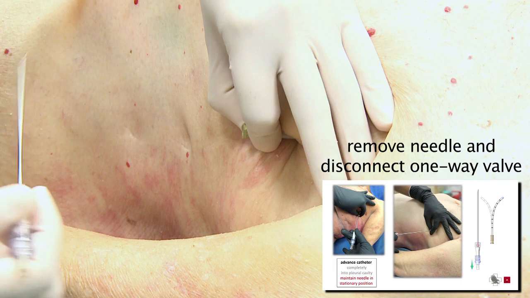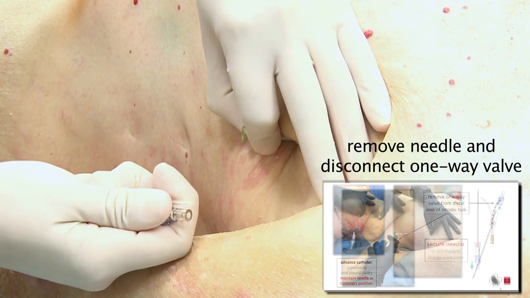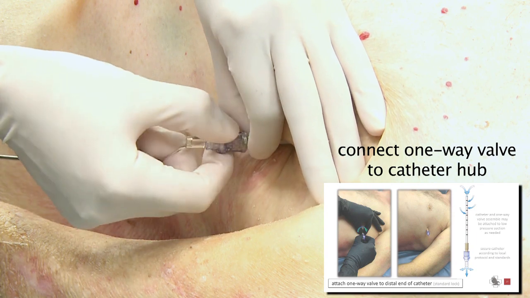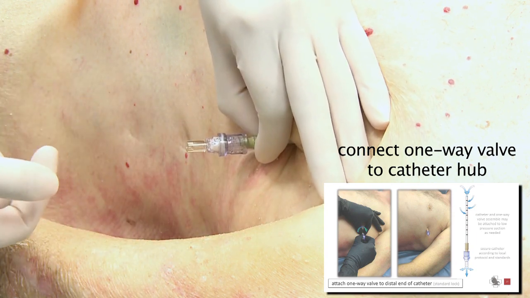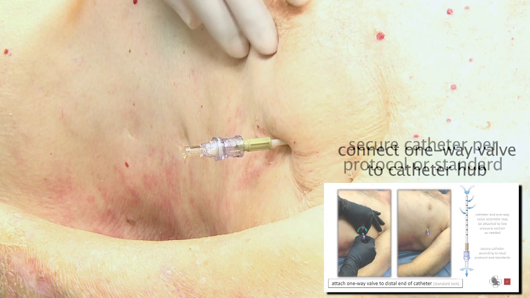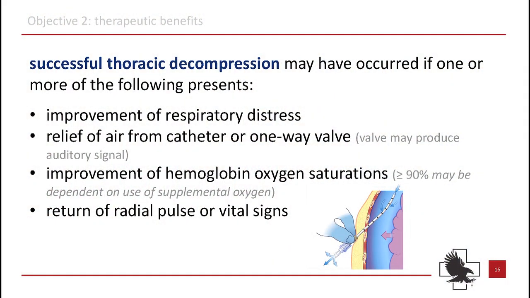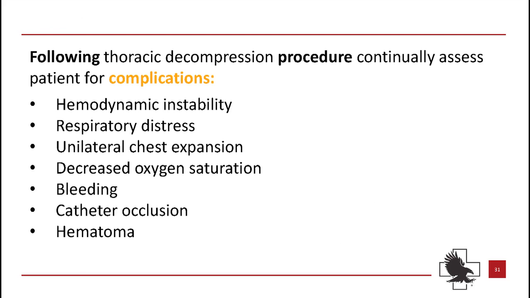Remove needle and disconnect one-way valve. Connect the one-way valve to the catheter hub. Secure catheter per protocol or standard. Monitor your patient for successful decompression or the development of any complications.